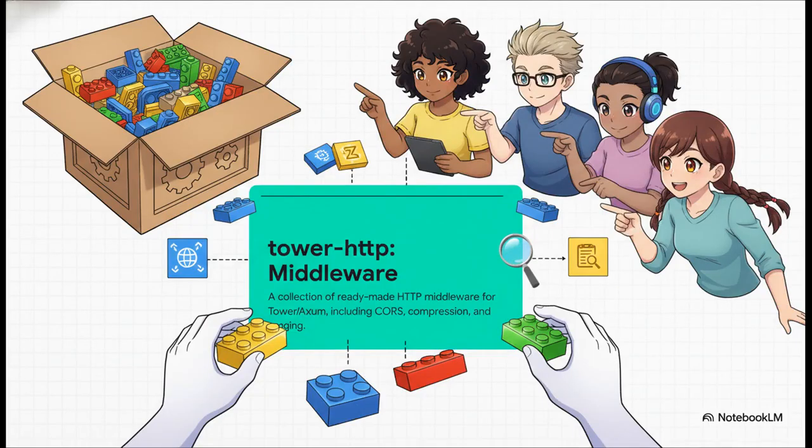And the best part is, you don't have to build all those Lego blocks yourself. Tower HTTP is a crate that's basically a whole box of common pre-built middleware. Need to handle CORS or compress your responses? You just grab the right piece from here and plug it directly into your Axum application. It's literally like a plugin pack for Tower.